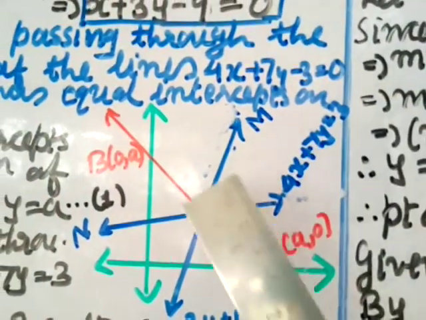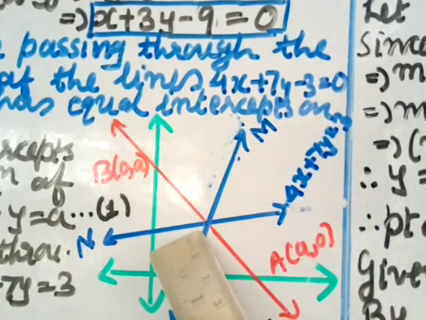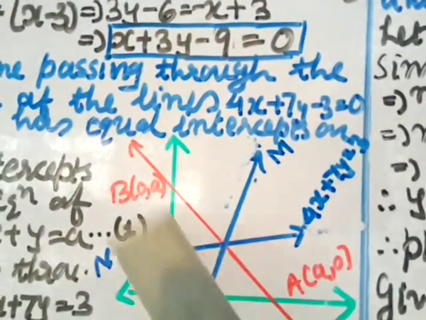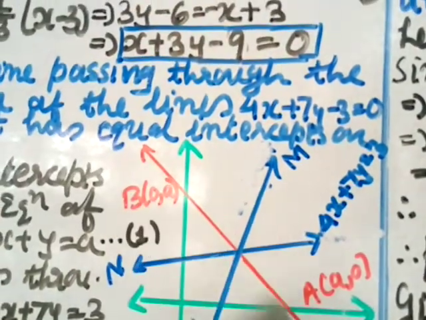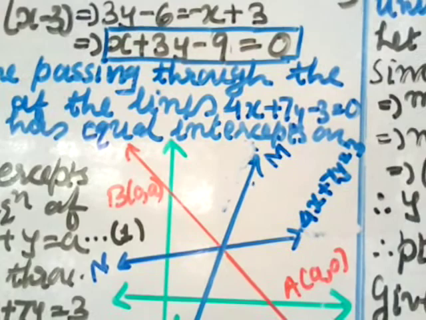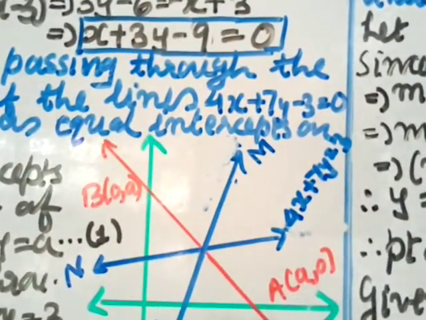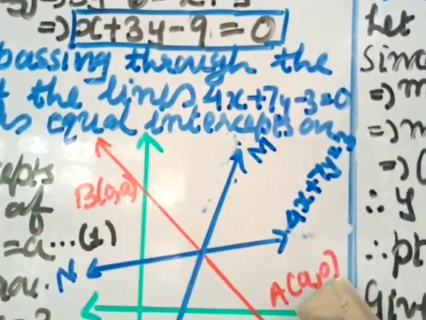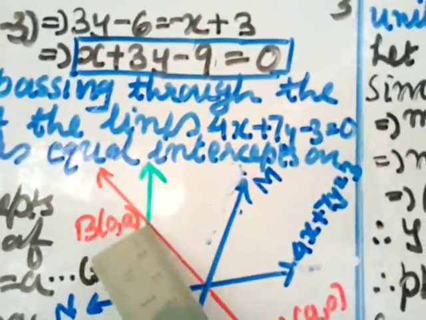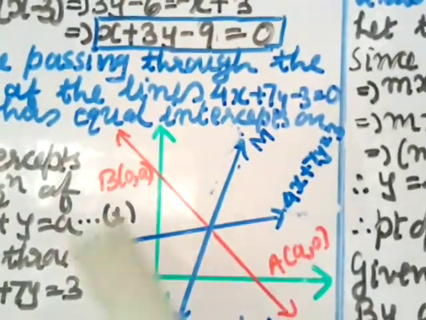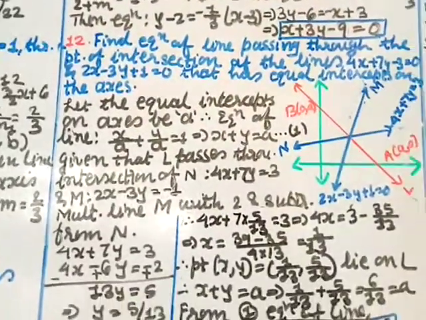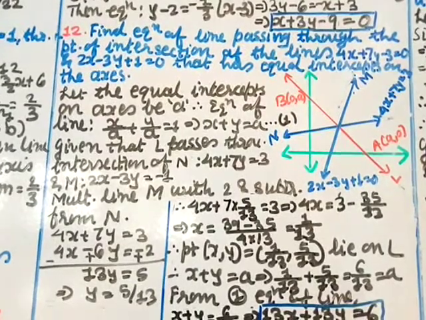Okay, and the intersection of these lines is this point, and from this point there is another line. That equation we have to find, and this line has intercepts which are equal on the axes. So on the x-axis, the point where it is meeting will be (A, 0), and on the y-axis, since the intercept is the same, this point will be (0, A), and this equation of the line we have to find. Let the equal intercept on the axis be A.